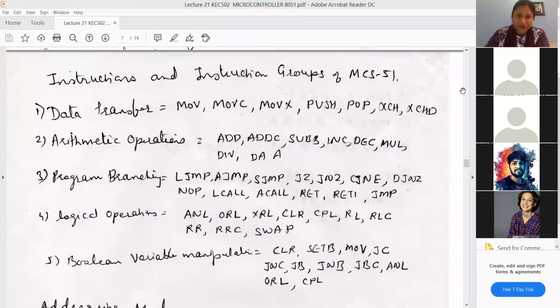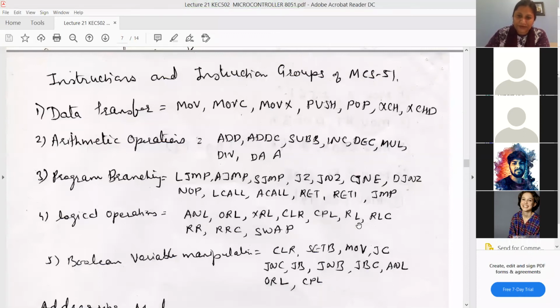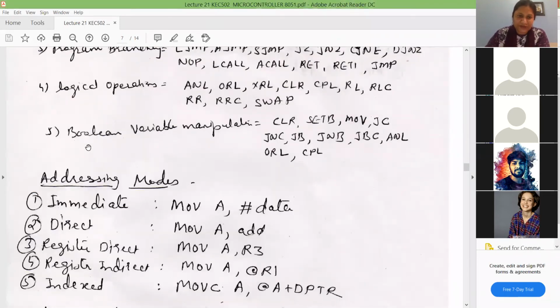Then you have logical operations like AND, OR, XOR, clear, complement, rotate left, rotate right, rotate left with carry, without carry, and one is the swap instruction. So we'll see all these instructions in detail, and Boolean variable instructions are also there.